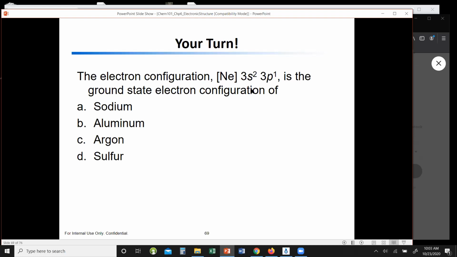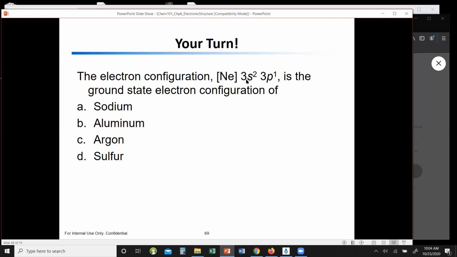So this one, what is the electron configuration for this compound in the ground state? Ground state means I'm at the lowest energy level. That means my electrons are not excited. They're not moving around. This one, okay, look at neon, and then 3s2, 3p1.